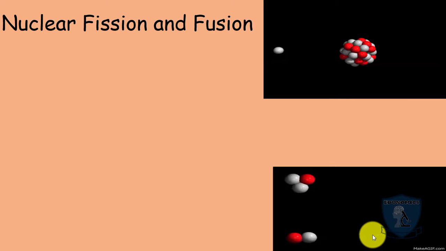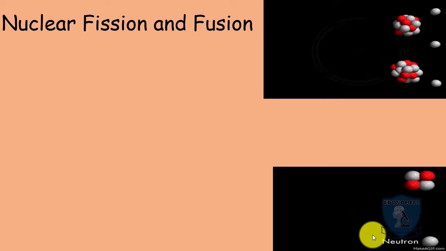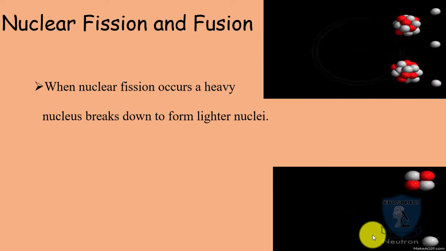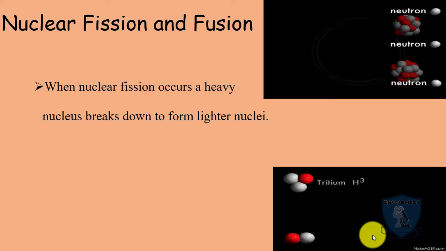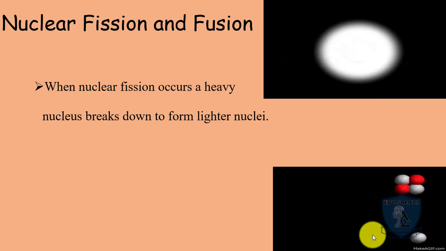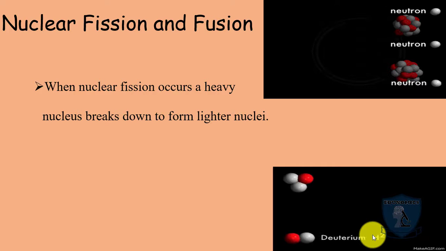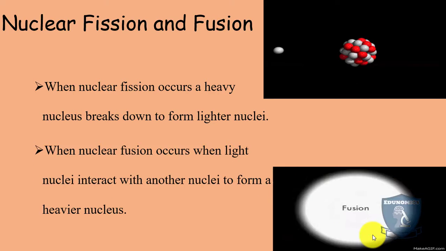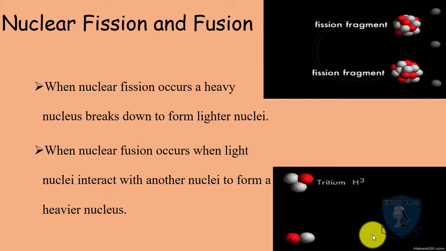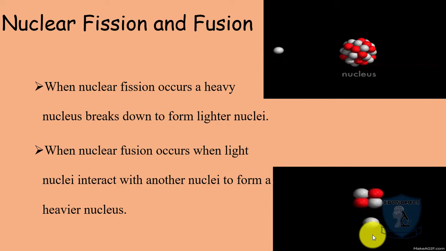Now, when we're looking at nuclear reactions, there are two main types: nuclear fusion and nuclear fission. Nuclear fission occurs when a heavy nucleus breaks down into lighter forms. So with nuclear fission, you have a heavy nucleus and it breaks apart. And nuclear fusion occurs when light nuclei interact and combine to form a much larger nucleus.